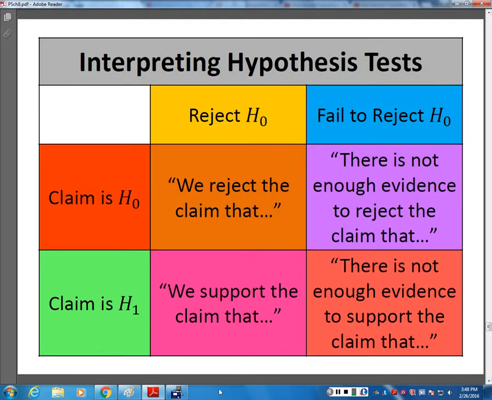Here's a convenient chart that illustrates these options. For example, if we reject H sub 0 and the claim is H sub 1, then we would support the claim and put that in context of the original problem.